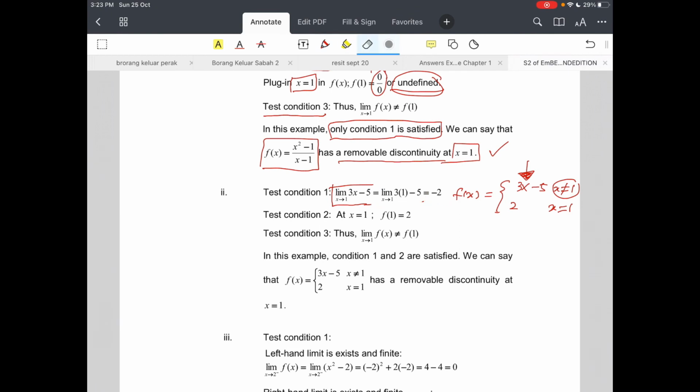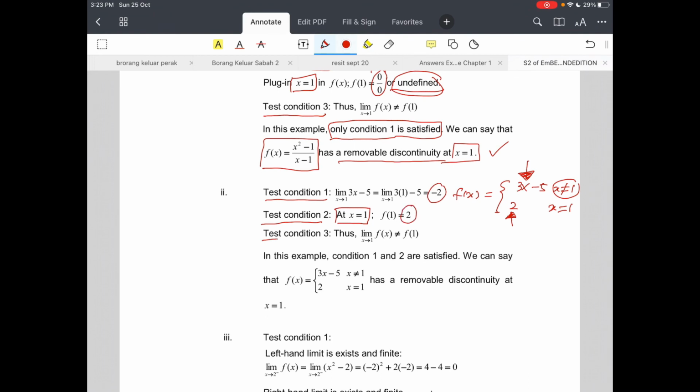Now we look into the second condition. We already tested the first one. At x equals 1, we are referring to the second function, so the result yields 2. So we have -2 for the first condition and 2 for the second condition.